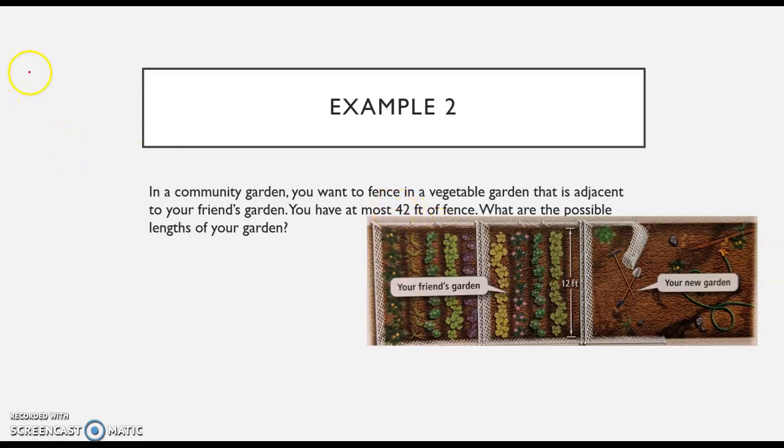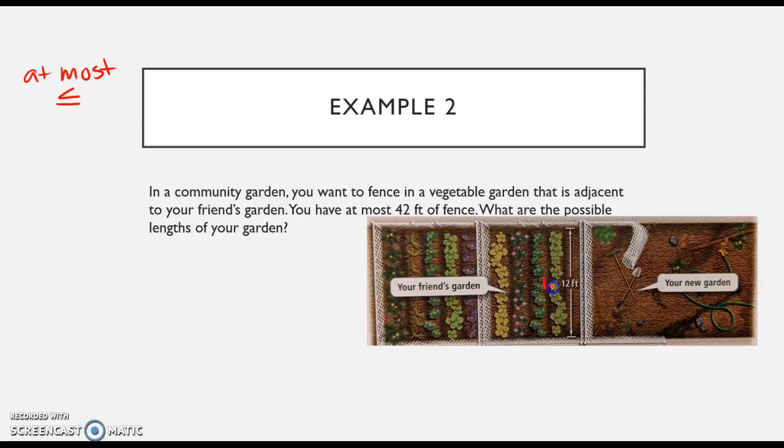So when you see at most, that is always less than or equal to. Whereas at least, what's greater than or equal to? At most is less than or equal to. What are the possible lengths for your garden?